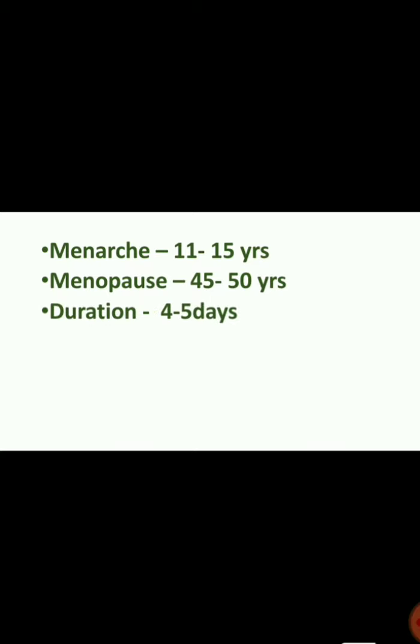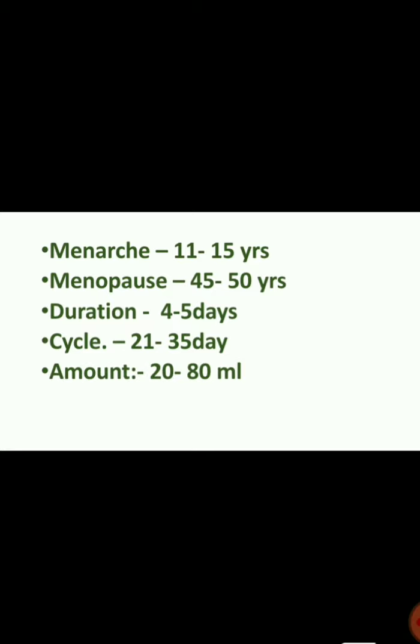The normal duration of the bleeding phase of menstruation is around 4 to 5 days, but it can vary. And the cycle is around 21 to 35 days long. The average is a 28 day cycle, but the range is 21 to 35 days. And what is the amount of blood loss during menstruation? It is around 20 to 80 ml. The average loss is around 35 ml.